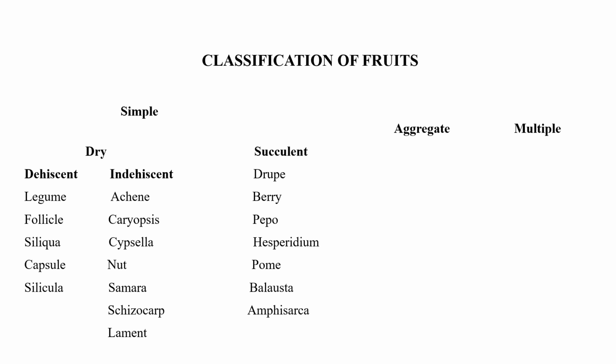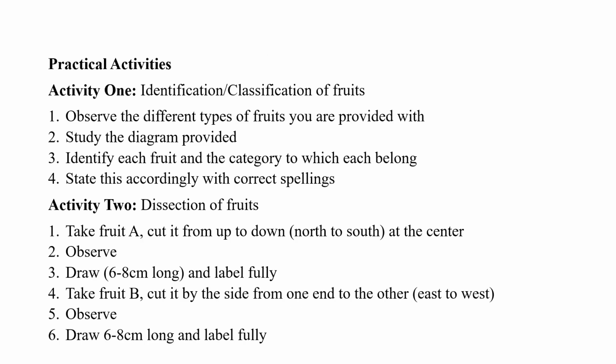So for today's practical, you are going to study this classification very well. We have two practicals or two activities. Activity 1 is based on the identification or classification of organisms. You have been provided with different types of fruits. I will still show them for clarity here, but you have the real specimens with you. You're going to study the diagram that has been provided for you. Then you identify each fruit and the category to which each of them belongs. You state the category accordingly.